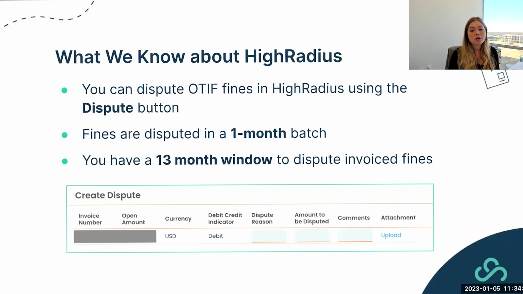And then you have a 13-month window to dispute invoice fines. So you have up to 13 months to go and win some of that money back. This is different than with AP deductions. With AP deductions, you have a 2-year window, but with OTIF fines, you only have a 13-month window. So it's a good thing to keep in mind. You need to make sure that you're keeping up with them at a higher, more regular cadence than you are with your AP deductions.